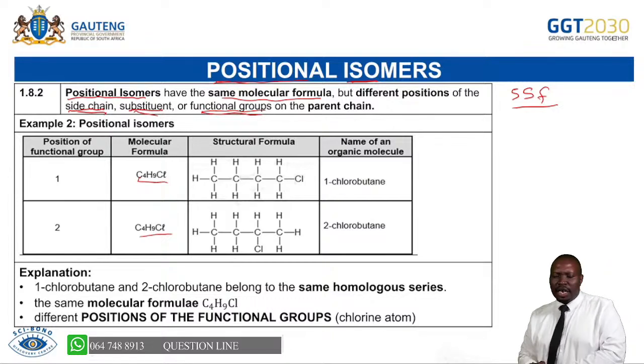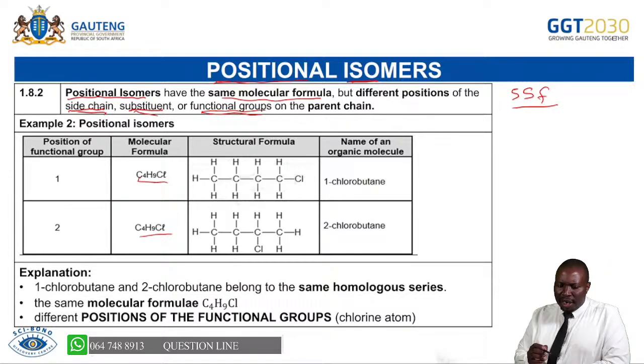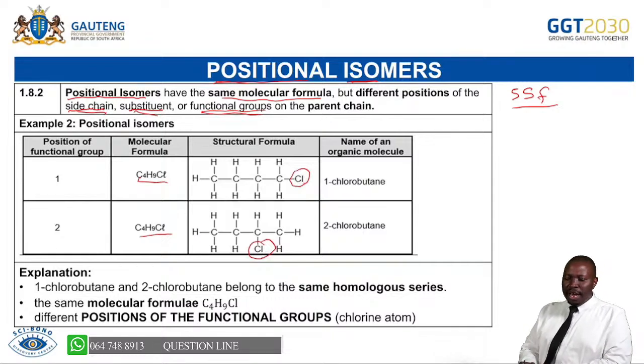But what is different will be the position. In this case, it is the position of the substituent. Remember, we said chlorine is a substituent. So our substituent is on carbon number 1 here. Our substituent is on carbon number 2. Hence, when we name this one, you will call it 1-chlorobutane, and this one you will call 2-chlorobutane.